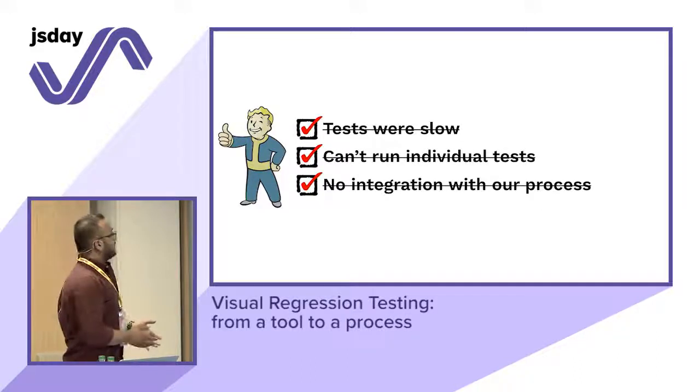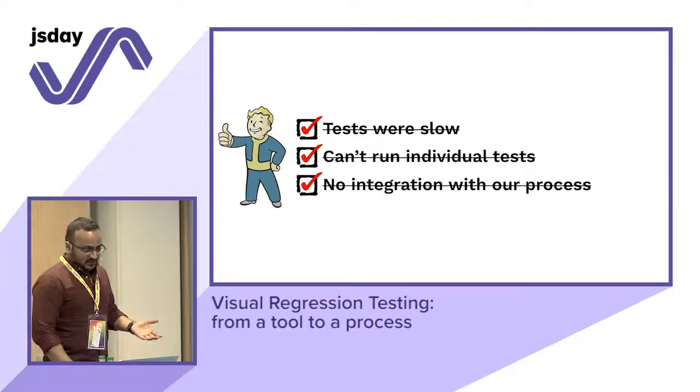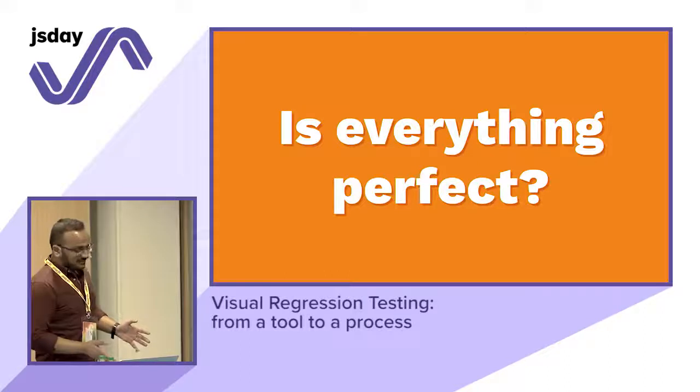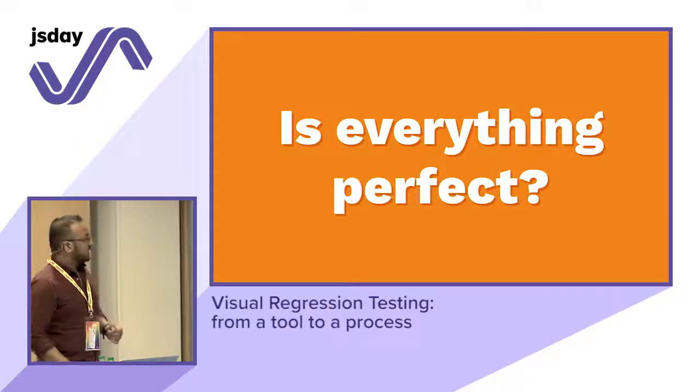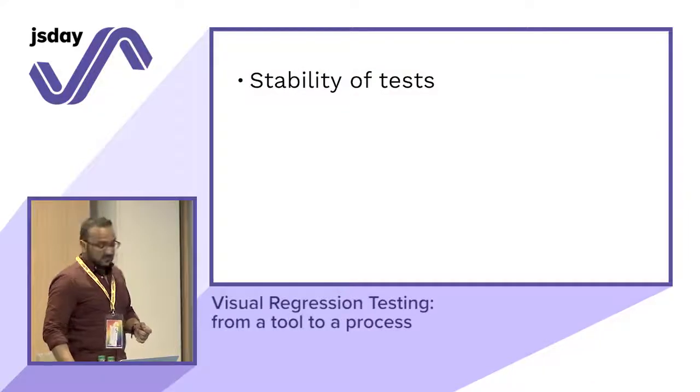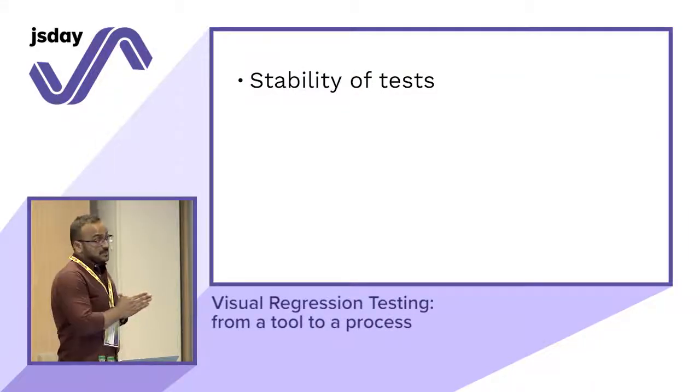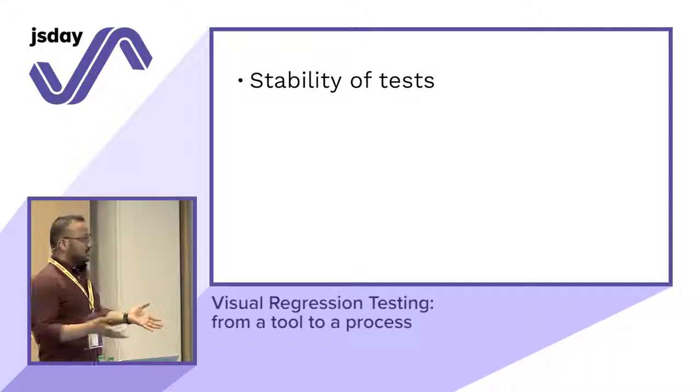Perfect. All our problems have been solved, right? Now, is everything perfect? Not really. There are a few problems that we have, and I want to discuss some of them. So we have a problem with stability of tests. It's kind of a big deal.